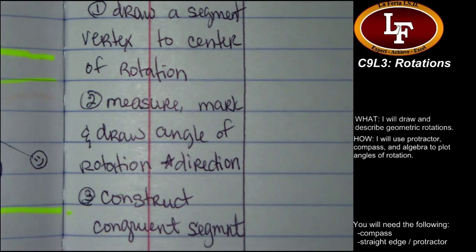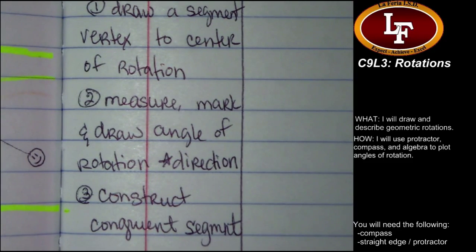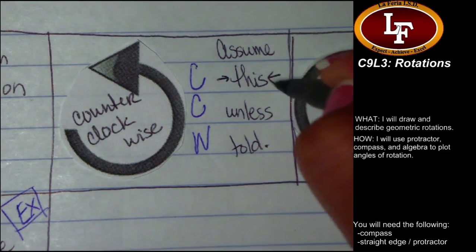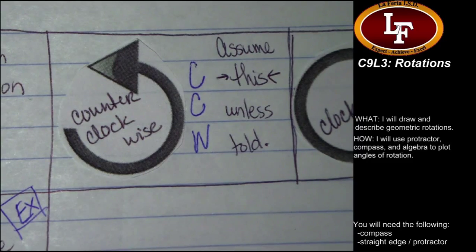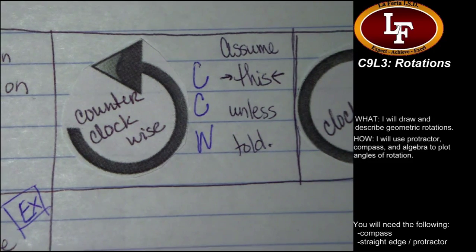Now I had stated that unless stated otherwise, you are to assume counterclockwise rotation. So I'm going to show you what I've added. At the top of our notes, here next to counterclockwise, you're going to assume this one unless you are told differently. Because I think on your classwork, I didn't tell you which direction of rotation. So you're going to assume it's this one.